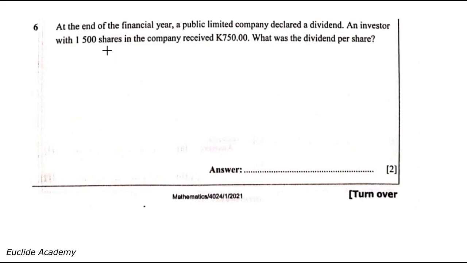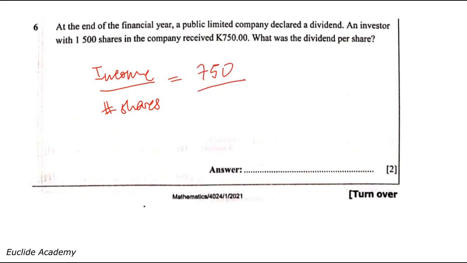6. At the end of the financial year, a public limited company declared a dividend. An investor with 1,500 shares in the company received 750 kwacha. What was the dividend per share? So dividend is basically profit which is paid out to investors for owning shares in the company. So dividend per share, which is like a profit they receive, basically we are saying it will be the total income, the income received. Then we're going to divide by the number of shares that the investor owns in that company, the number of shares.